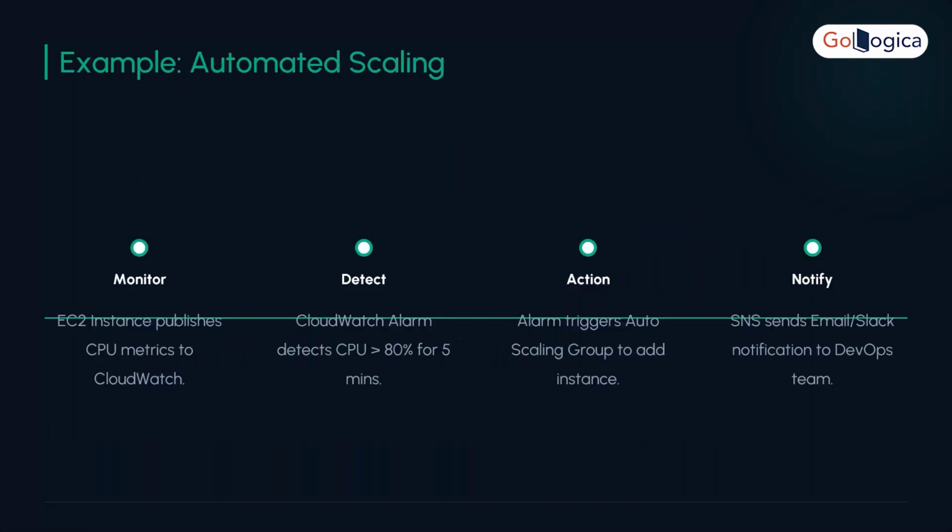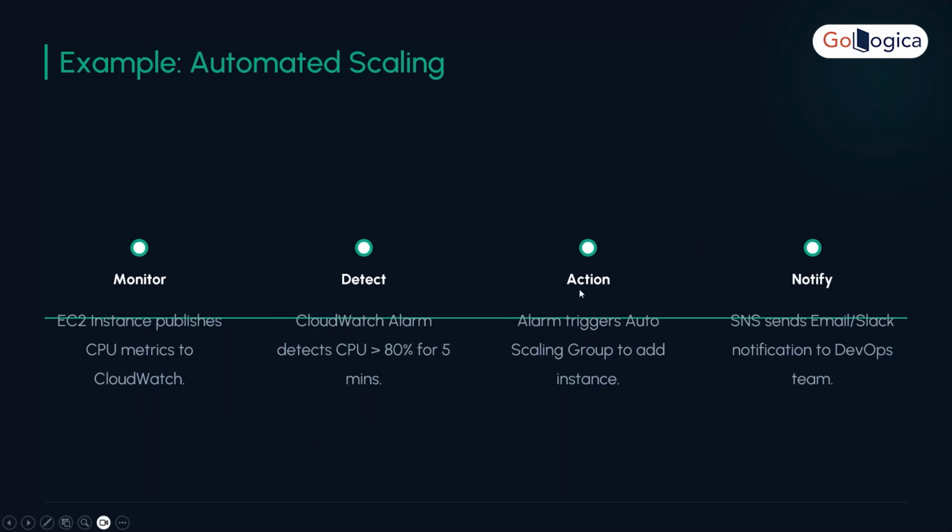So here we go, the example: automated scaling. Easy to follow. The monitored EC2 instance publishes CPU metrics to CloudWatch, again through the CloudWatch agent. The CloudWatch alarm detects CPU greater than 80% for 5 minutes. Now you see it is sustaining over 80% for 5 minutes. Now what will it do? The alarm triggers the auto scaling group to add an instance, since it sustained over 80% for 5 minutes.